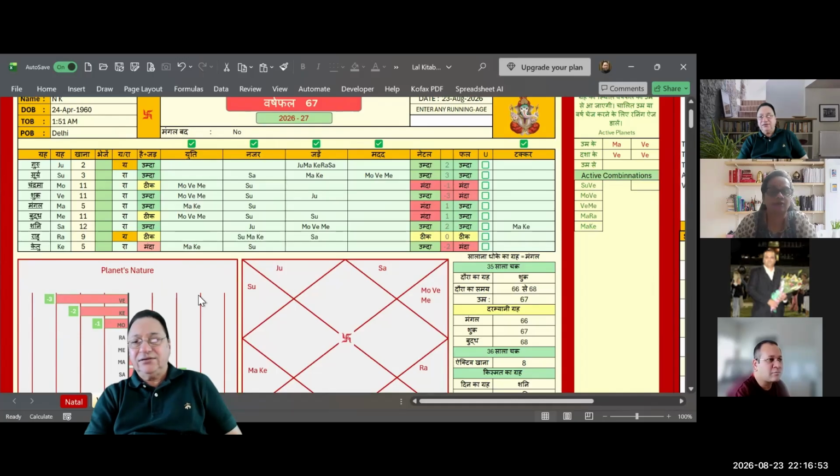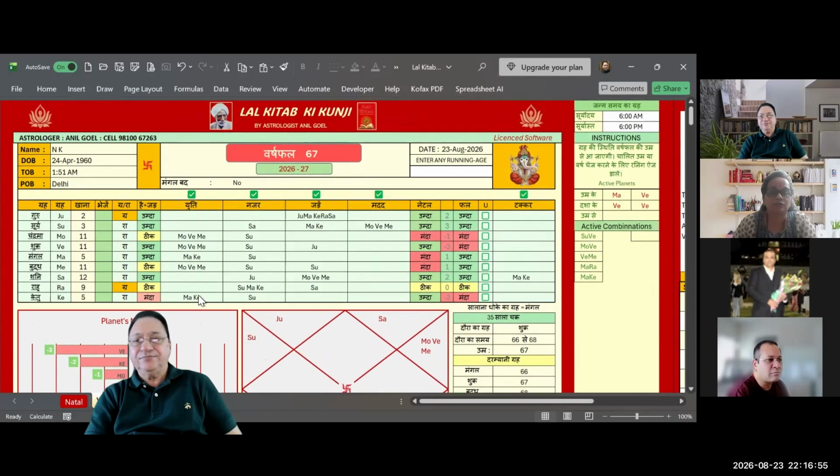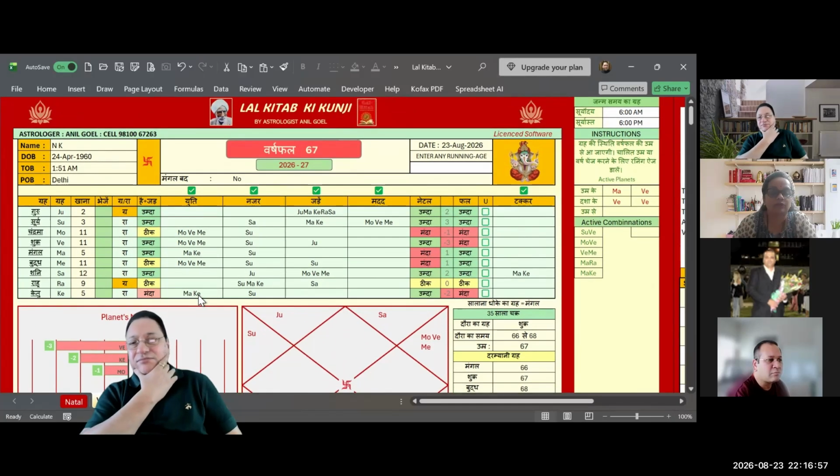I haven't done Lal Kitab, but this looks very easy. The app looks very easy. There is no degree concept, and concepts like exalted or debilitated are ruled out in this app. It looks like more of a remedial astrology rather than a predictive astrology. So that's the best part I've seen here.